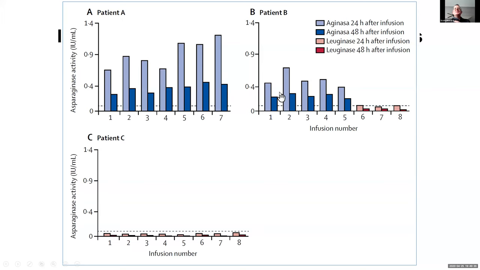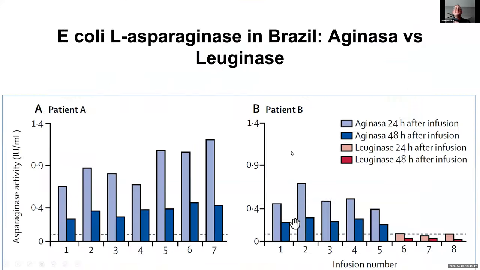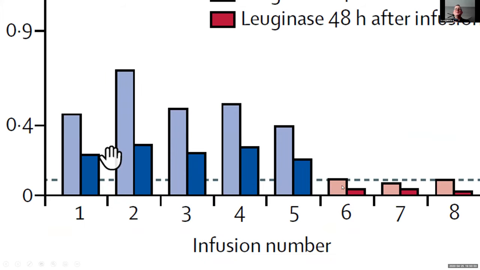But here's a patient who was doing fine on the previous one, and then on dose number 6, switched over to the new one called Luginase. And Luginase, even the peak was not enough to give the minimum amount of asparaginase necessary. Here's just another larger example. So the peak level was still not even enough. And of course the trough was almost undetectable. So the Luginase was not totally inactive, but it was so inactive that it really would not be of benefit to the patient.